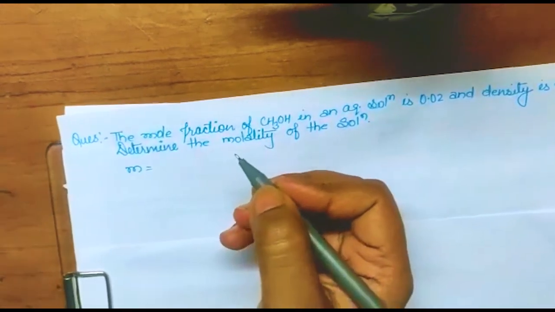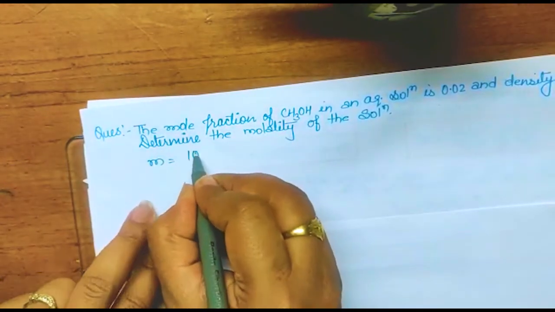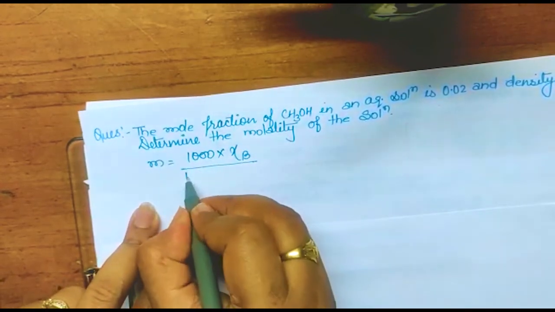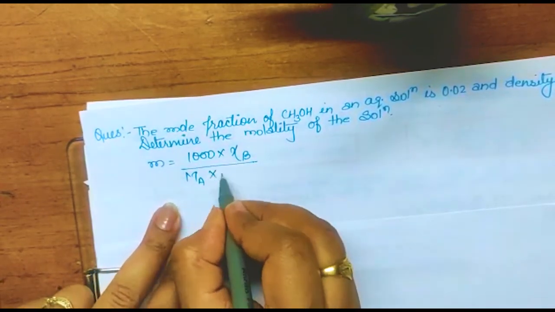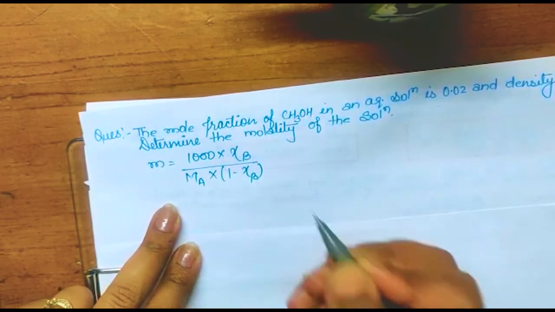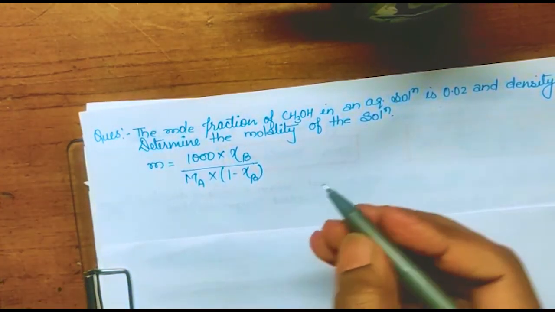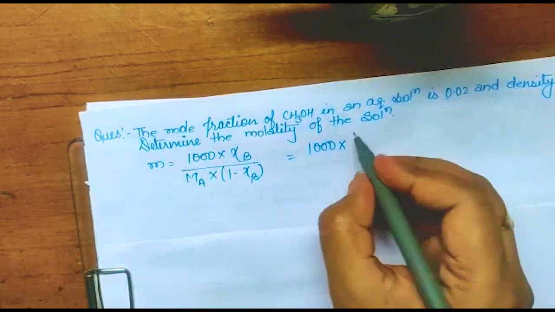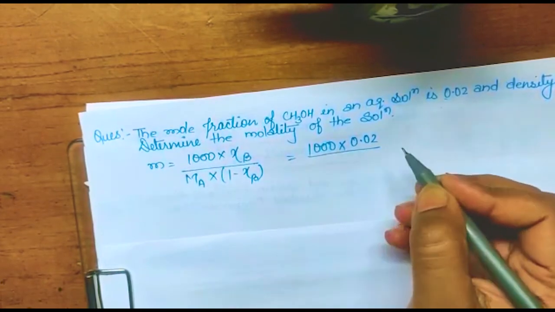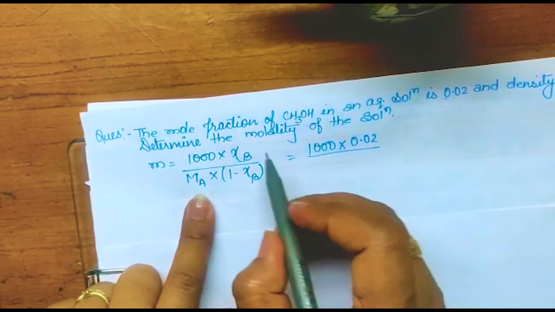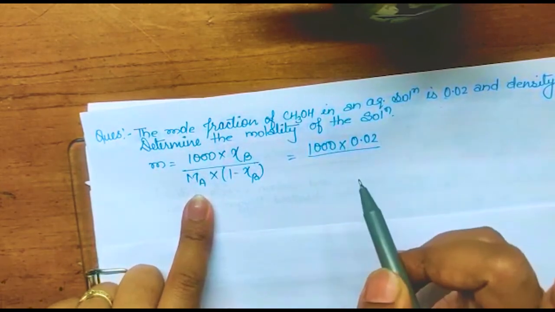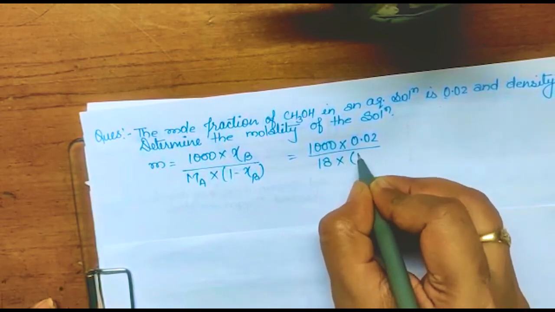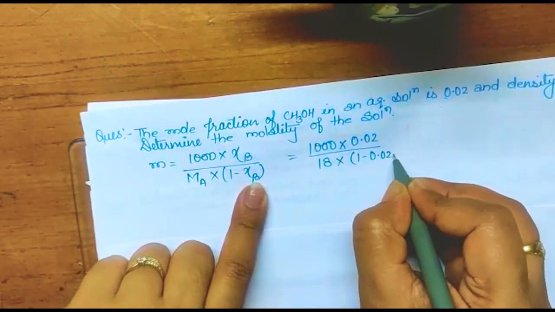So now I told you about molality and mole fraction. What is the formula? Molality is equal to 1000 into mole fraction of solute upon molecular mass of solvent into 1 minus mole fraction of solute, isn't it? So put the value and get the answer. Simple question. 1000 and mole fraction of solute is given 0.02, isn't it? Here molar mass of solvent, what is that? It is aqueous solution. So what is the solvent over here? Water. So water molecular mass is 18 and 1 minus 0.02.